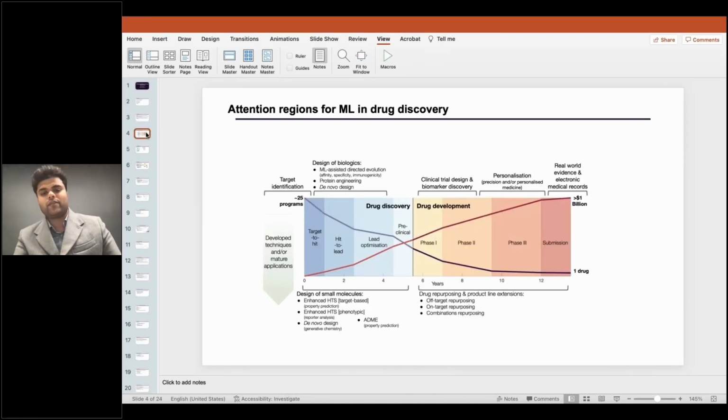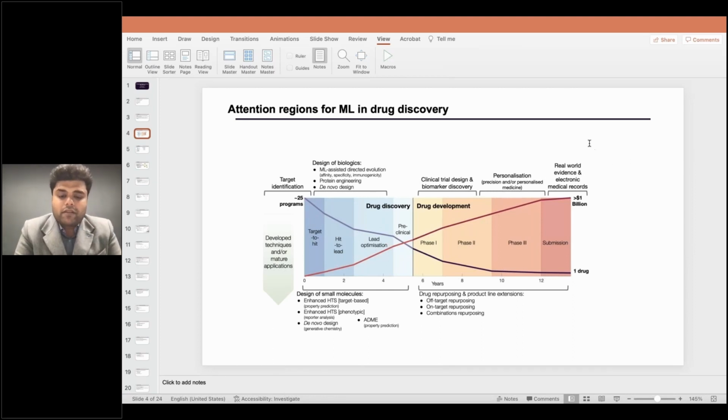Next slide, please. So this is one of our favorite diagrams over here, where we are discussing the attention regions for machine learning. As you've seen, we've basically spread out the entire pipeline for drug discovery along two axes. One is the cost involved, and the other one is the number of programs that run. And in each stage of this drug development and discovery pipeline, what are the regions in which machine learning can really help? For example, the first one is obviously target identification, which comes right at the beginning of the pipeline, and then comes design of small molecules, high throughput screens, enhancing them, de novo design, property prediction, and then obviously biologics, where we go for de novo design, protein engineering. So quite a few things in the drug discovery part of things.